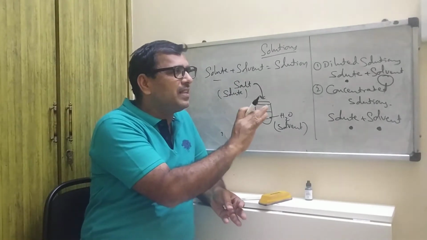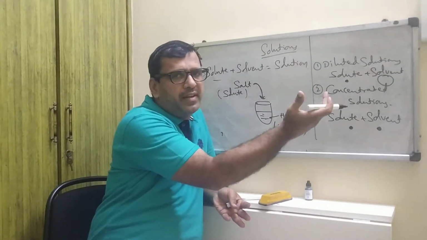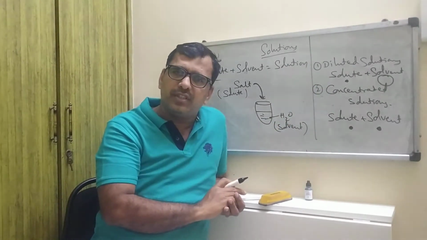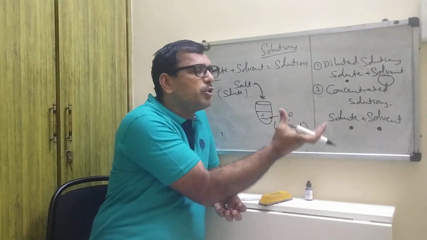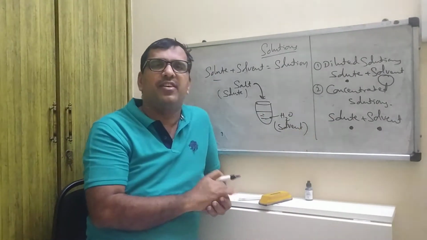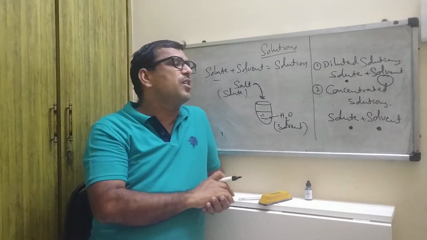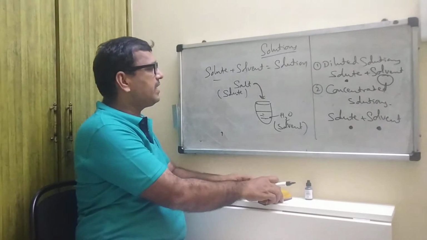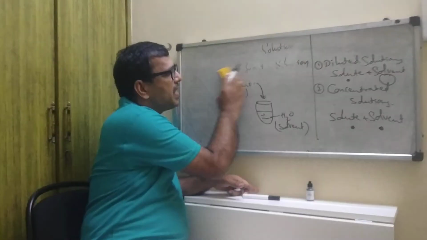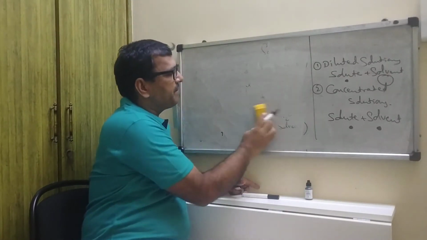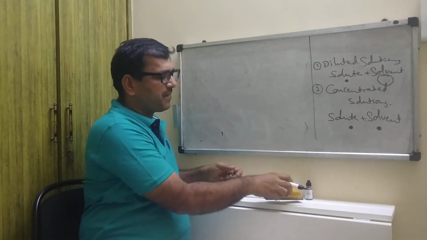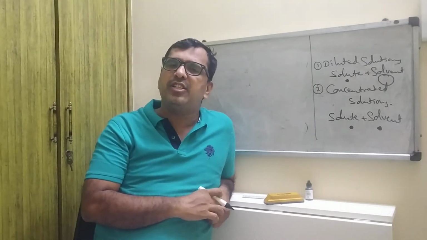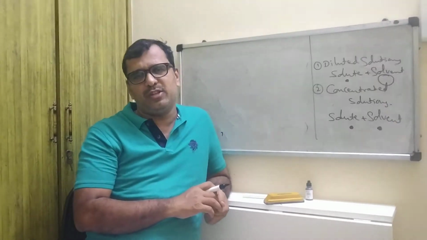A diluted solution contains excess of solvent and a small amount of solute. A concentrated solution is one that contains a comparable amount of solute and solvent. Isn't it? Like this, next we'll enter into the next point: saturated solution, unsaturated solution, supersaturated solution.